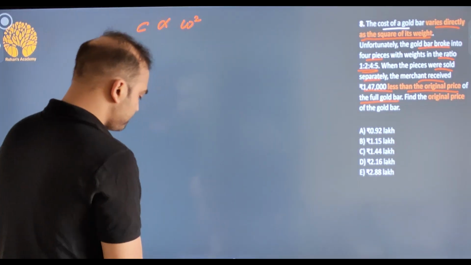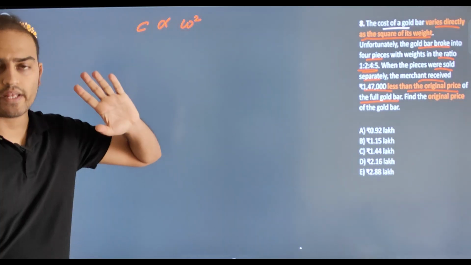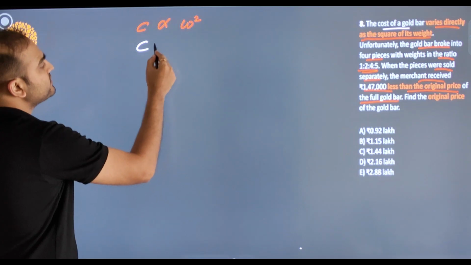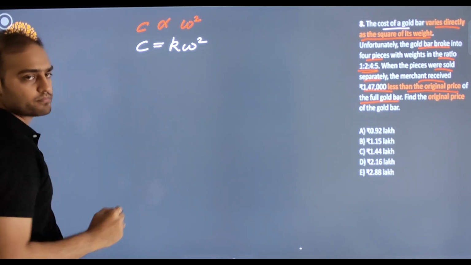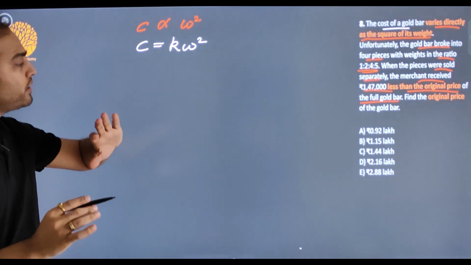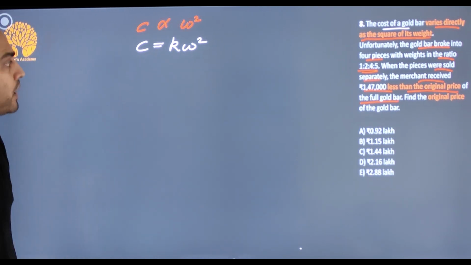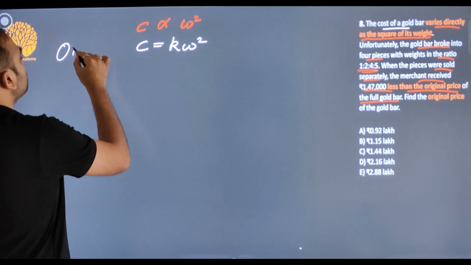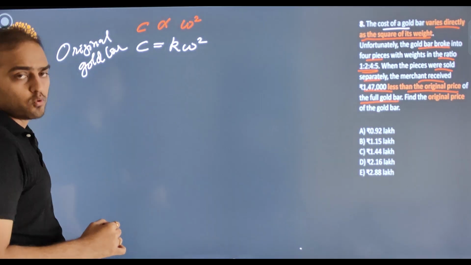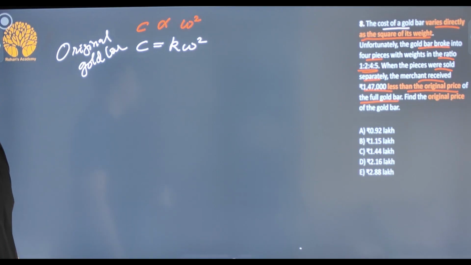Okay, alright. So cost is directly proportional to weight square. When we did direct proportion, we learned that if C is proportional to something, C can be written as K W square, right? K times W square. Now, cost is equal to K times W square. This is the original price of the gold bar. If the original weight of the gold bar is W, then the original cost becomes KW square.